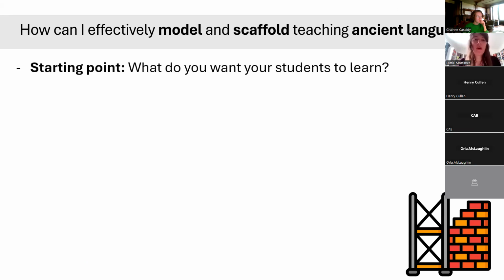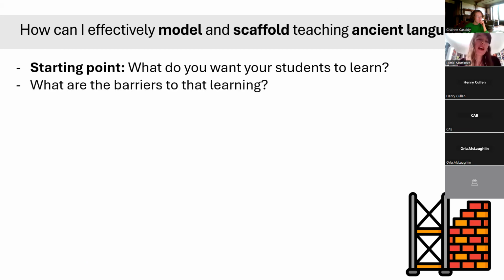The starting point. What is it we want our students to learn today? Do we want them to be able to translate sentences containing the dative case? Do we want them to know the difference between nominative and accusative? Do we want them to be able to translate a large chunk of text? What do we want them to learn? And then we need to think about, well, what are the barriers to that learning? What is stopping them achieving that?